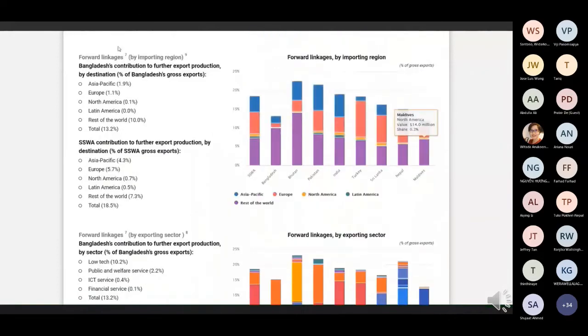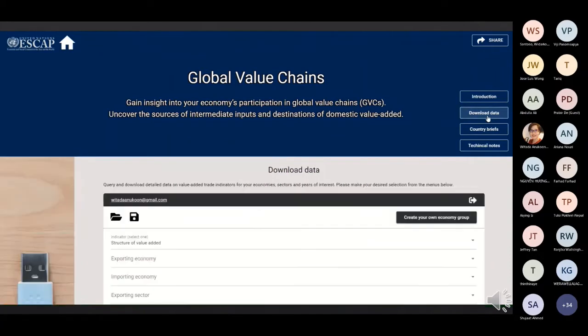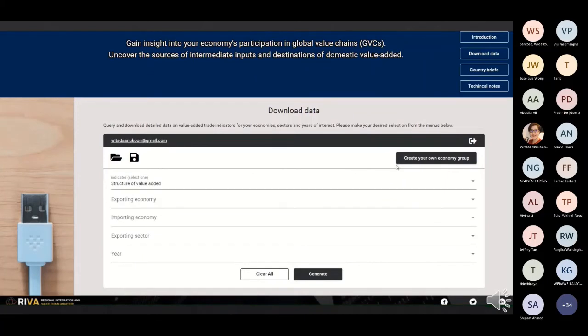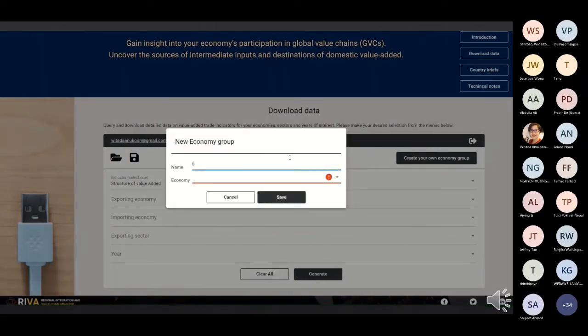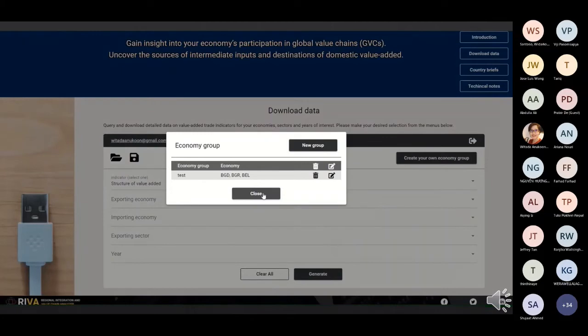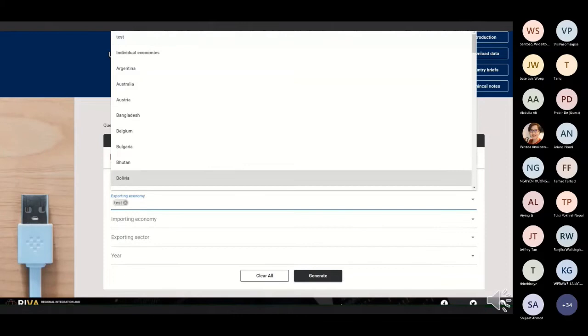If you are a researcher, you may need more flexibility to use the data for further research. You can download the data through this flexible data querying option after you create your account in Reva. For example, you might want to see value chain linkages of your economy with a group that might be your potential FTA partners. This is definitely possible by creating an economy group of interest here. After you select indicator, economies and year of interest, Reva will generate the dataset of your selection and give it as a CSV file to use in your further analysis.